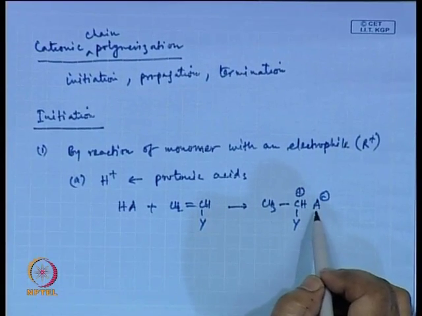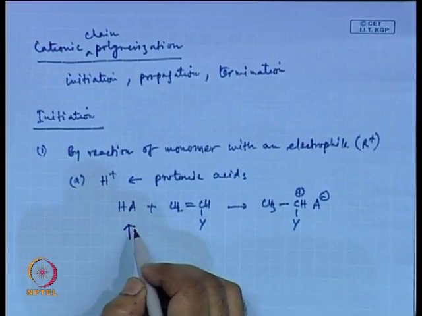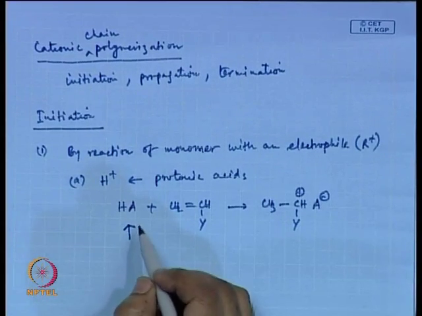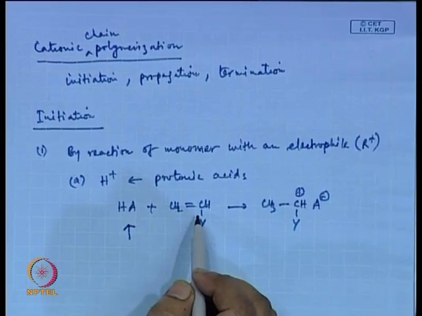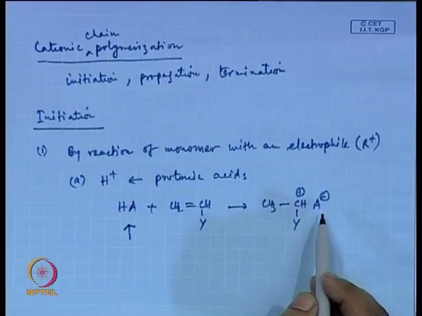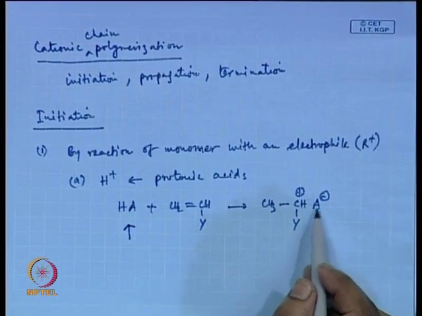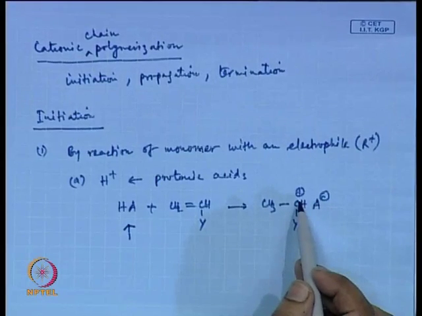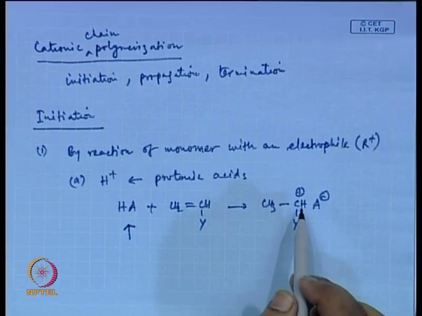Okay, A minus is the counter ion. Now, this acid should be strong enough to produce a significant concentration of the protonated species, so that it can react with the monomer, and A minus, the counter ion, should not be a very strong nucleophile, because if it is a very strong nucleophile, then it can react with the cationic group, make a covalent bond and stop the reaction there itself.